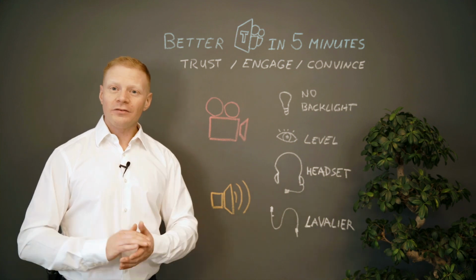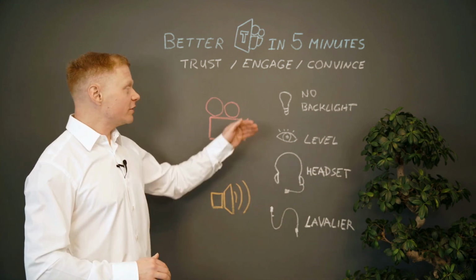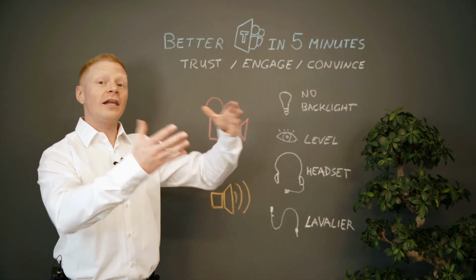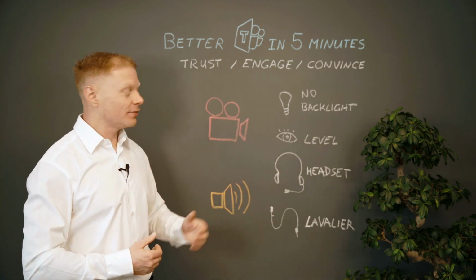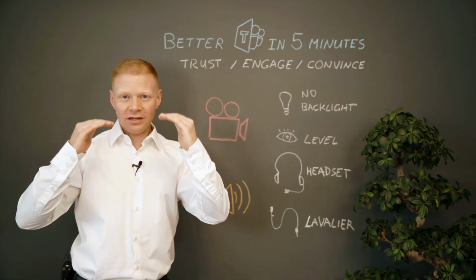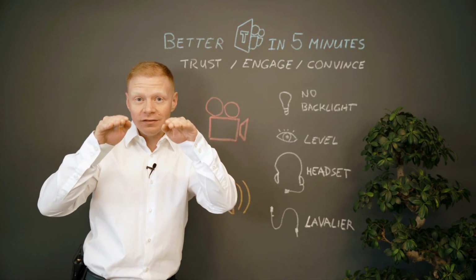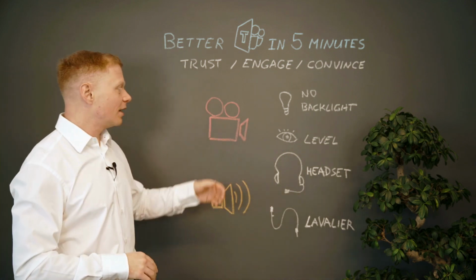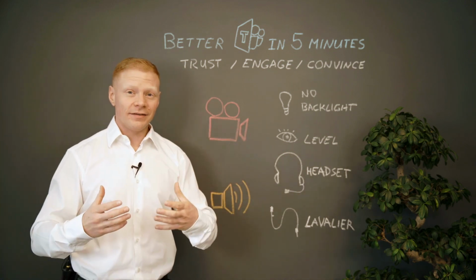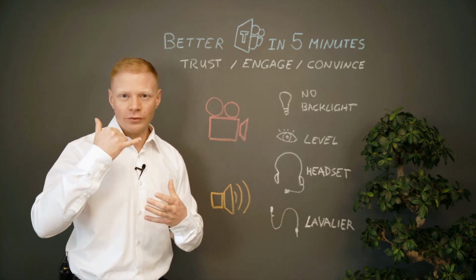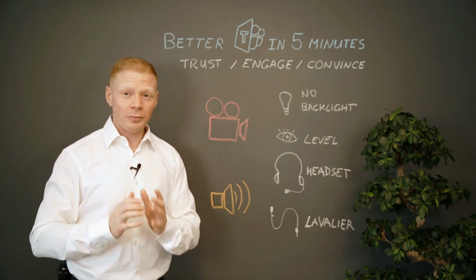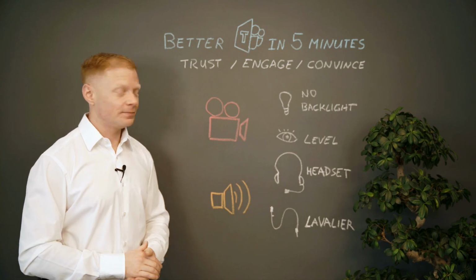So let's summarize what we've learned here. First, no backlight, or a lot of light in front of you. Then your eyes must be leveled with the camera and you must look inside the camera. Then use a headset. The microphone must be close to your mouth. This is especially important in noisy environments.